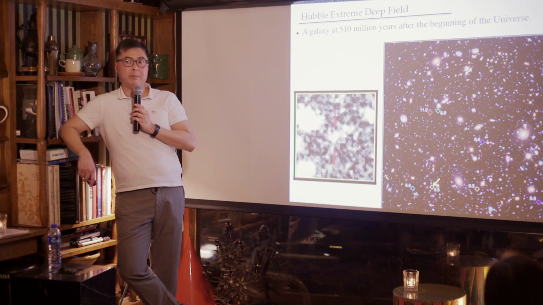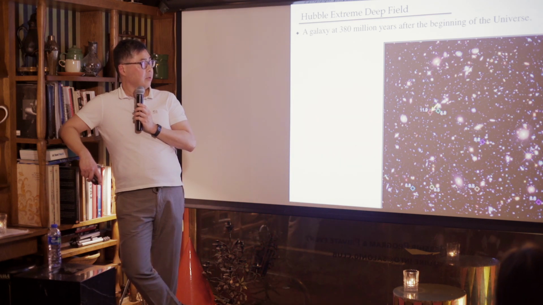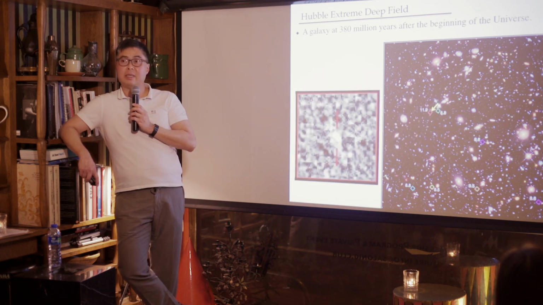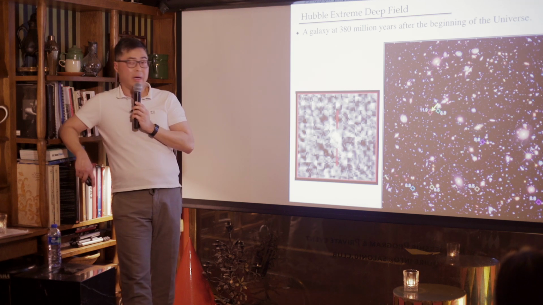Now just 500 million years since the beginning of the universe. And here's another one, just 400 million years since the beginning of the universe. So galaxies far away are basically too small for us to see any features. We need help, and that's where gravitational lensing comes in.